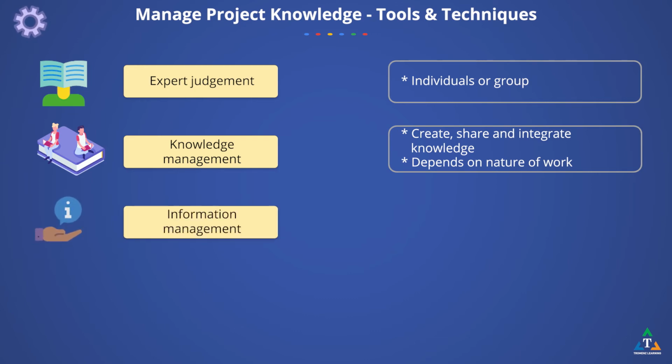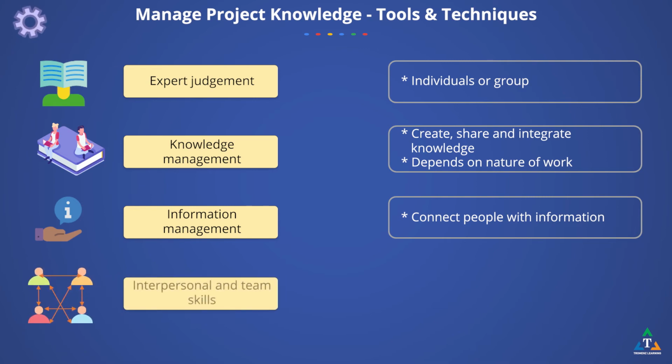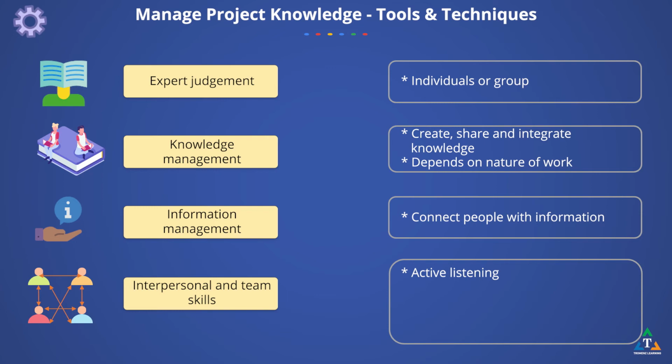Information management tools and techniques are used to create and connect people to information. They are effective for sharing simple, unambiguous, codified, explicit knowledge. For example, Lessons Learned Register entries may be analyzed to identify issues that can be addressed by changes to project procedures. The interpersonal and team skills are useful tools used in this process. Active listening helps reduce misunderstandings and improves knowledge sharing.